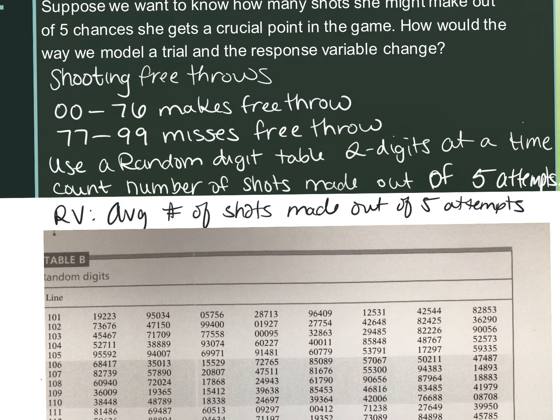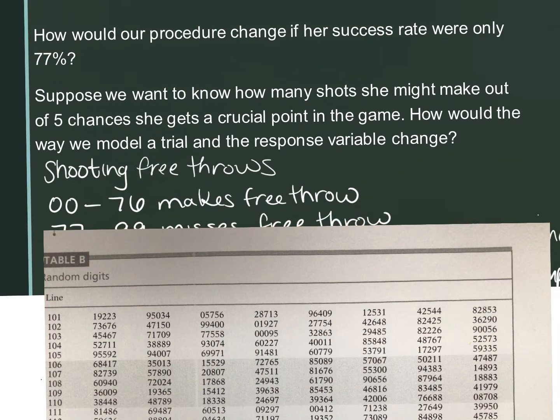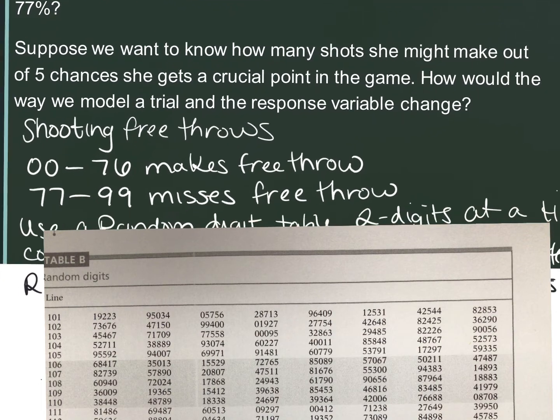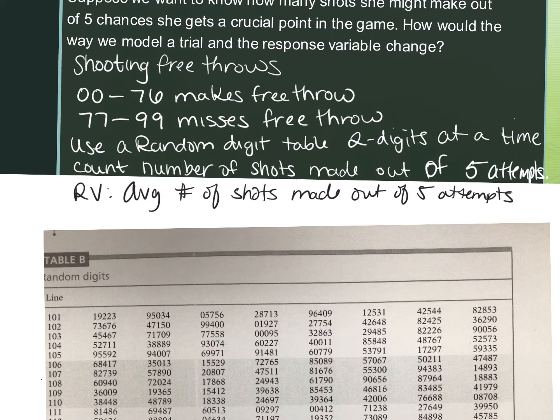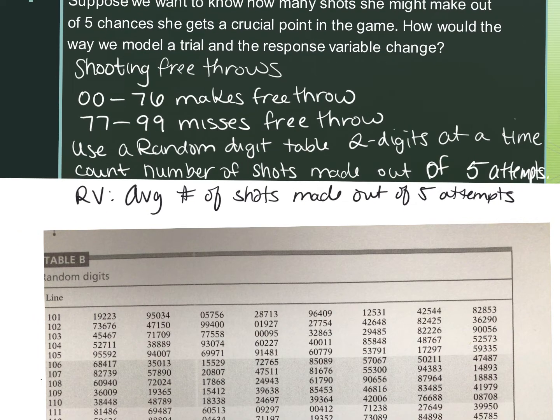Okay, so again, we are changing the free throw percentage to 77%, and we want to know how many shots she's going to make out of 5. So our component is shooting free throws. 77 of the 100 numbers have to represent making the free throw, so it's 0 to 76. And then the rest, 77 to 99, means she missed.